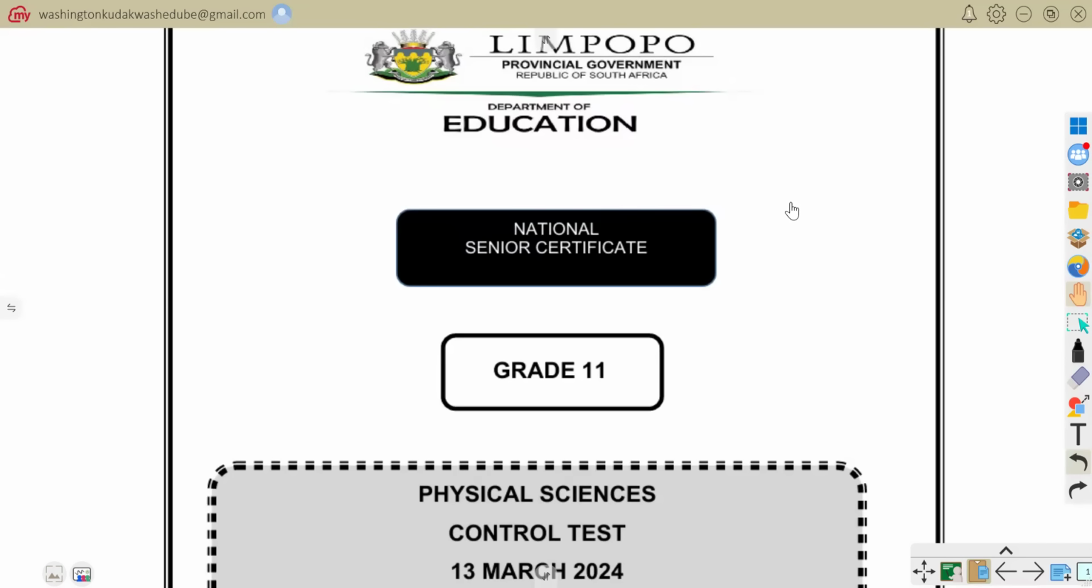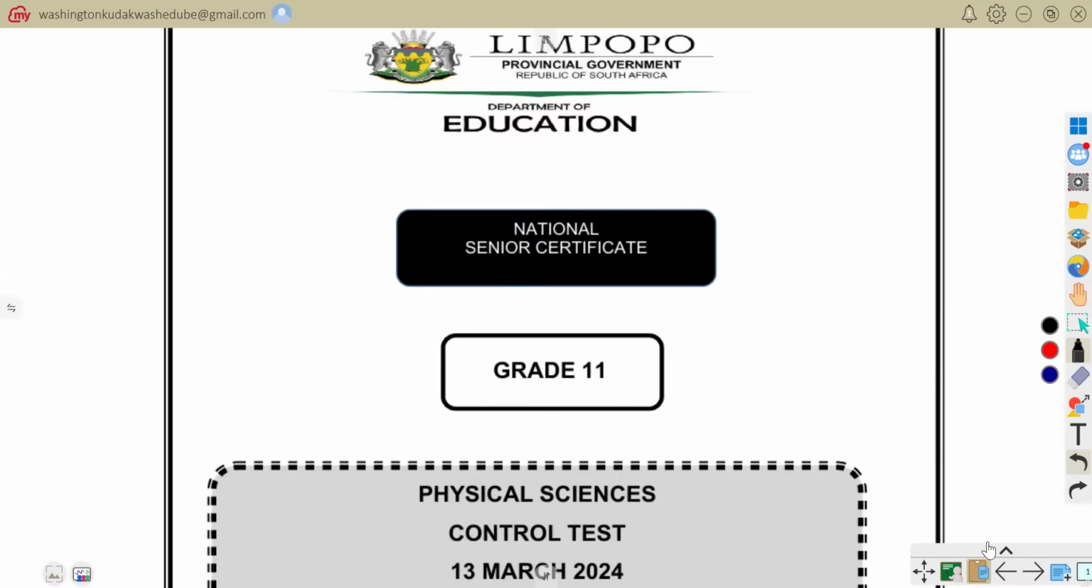I want us to continue with our preparation for our March test. So today I brought you a question paper that is for grade 11 physical sciences. That question paper is coming from the Limpopo province. It was a controlled test that was written in March 2024. So I want us to use this question paper to prepare for our March test.